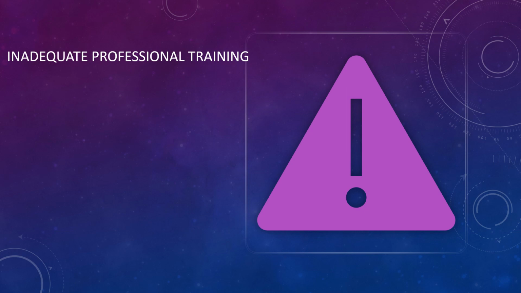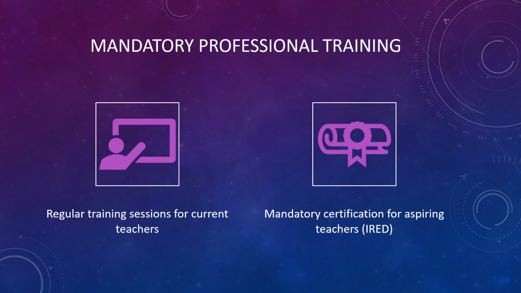So the second issue is inadequate professional training for teachers. A lot of teachers don't know how to use these technologies, and so they don't bother to use these technologies. And so the solution to this is to train teachers and aspiring teachers on how to properly utilize technology in the classroom. This can be done through training sessions for current teachers, or alternatively, students who are currently training to become teachers need to take the training prior to being introduced to a classroom.